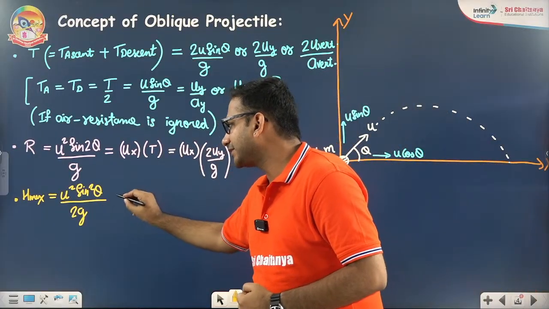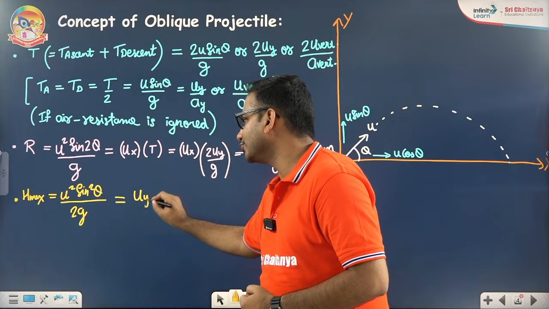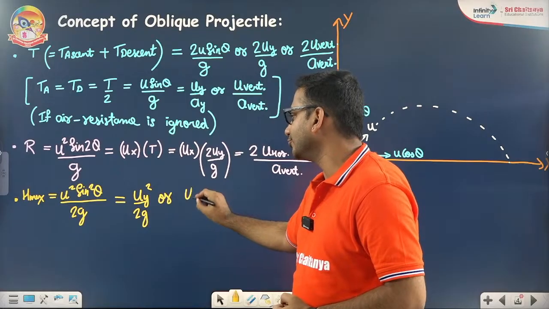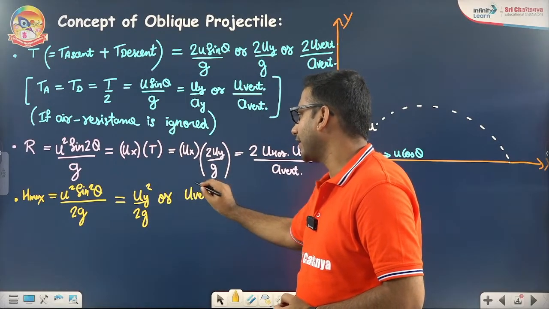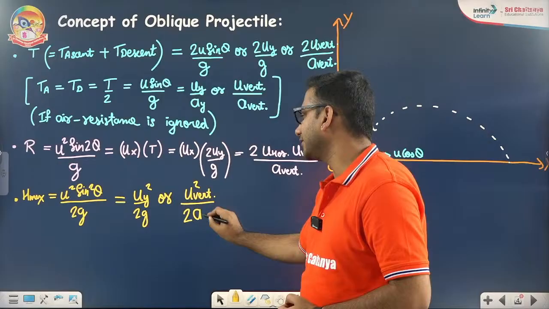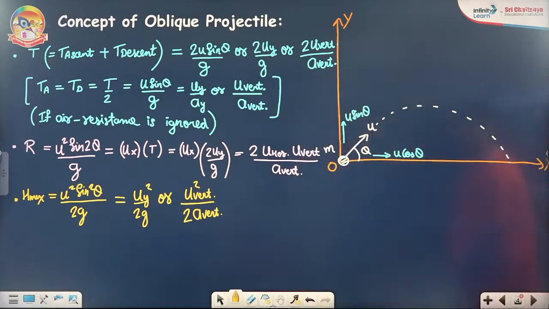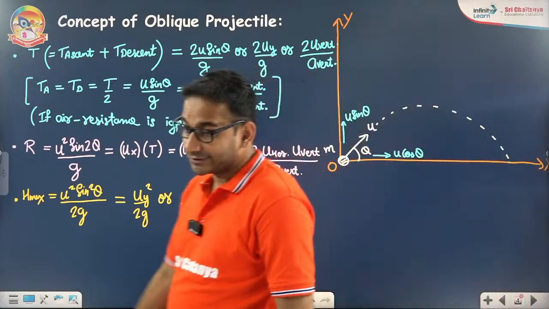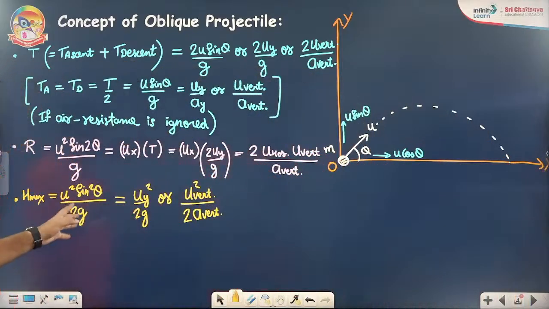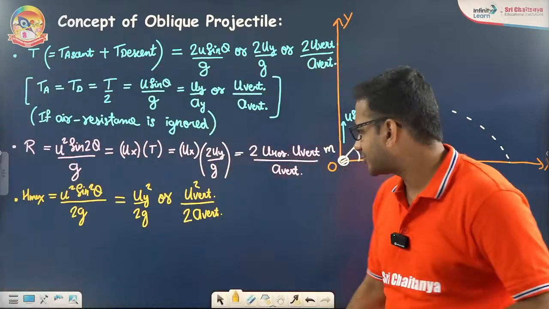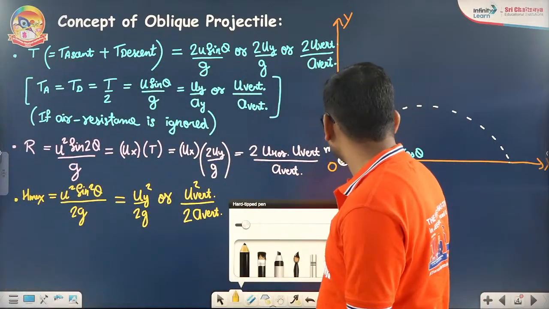So u square sine square theta by 2g, which can be written as uy square by 2g, or you can write it as u vertical square by twice of a in the vertical direction. Okay, u square by 2g, uy square by 2g. These are the formulas. I am not emphasizing much on equation of trajectory. Okay, let me write that also for you.